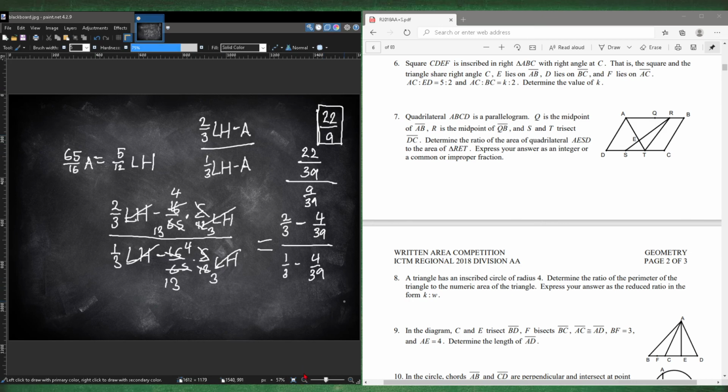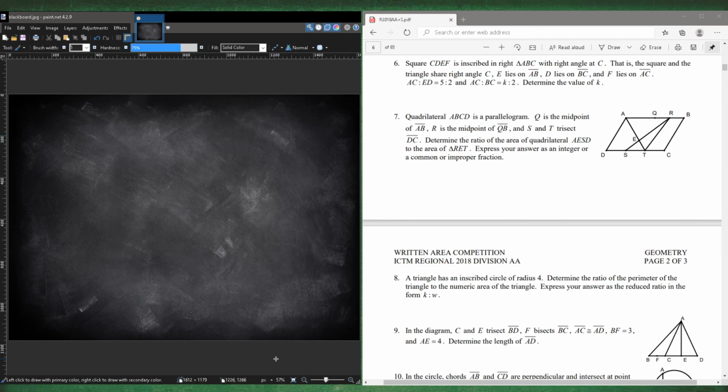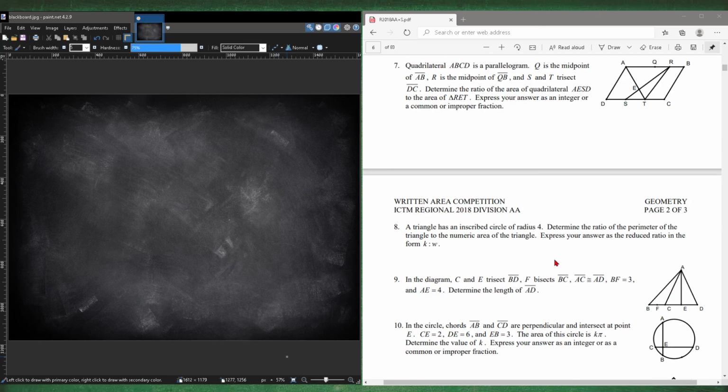So it just takes a bunch of similarities to work with. And that basically covers the first part of our 2018 AA geometry.